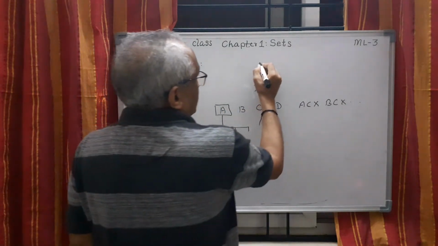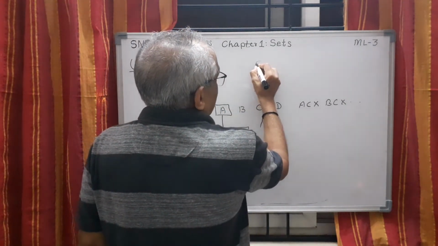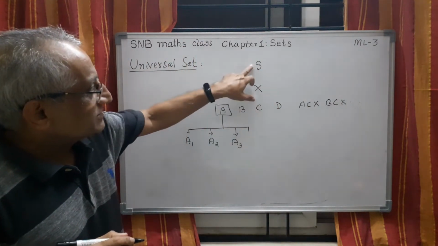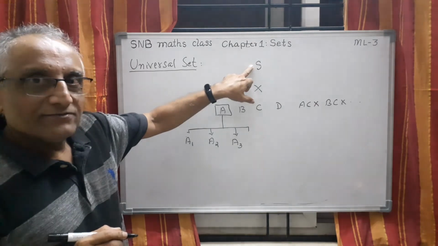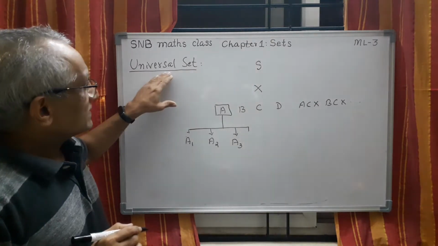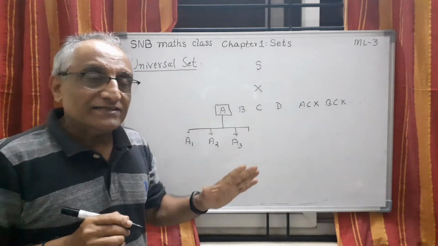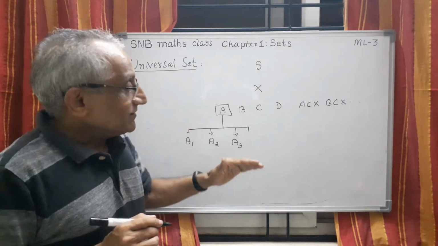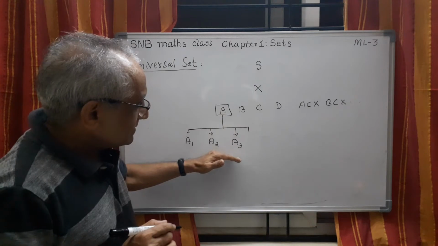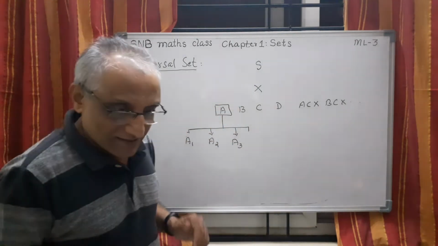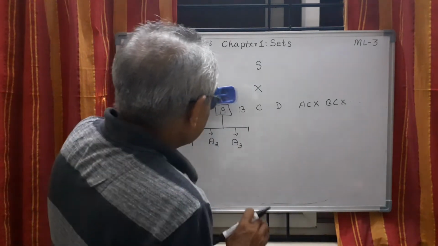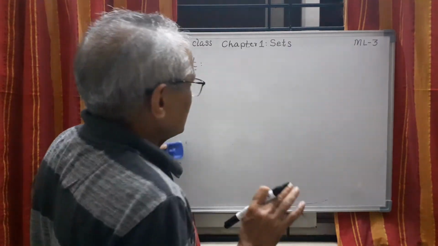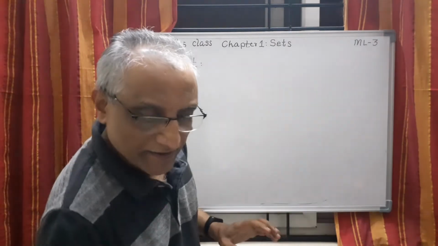But if you take all the students of your school, S, then X becomes the subset of S, which means universal set is not fixed. Any set you can take as universal set, provided you can form some subsets under that set. So that is the concept of universal set. Therefore, I told you it is not fixed or it is not unique. It contains all the elements under a particular context.